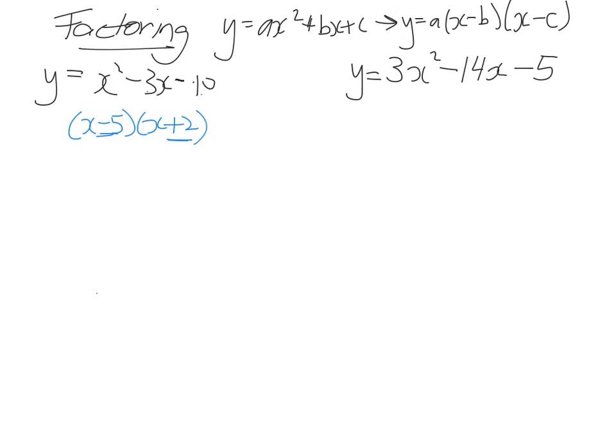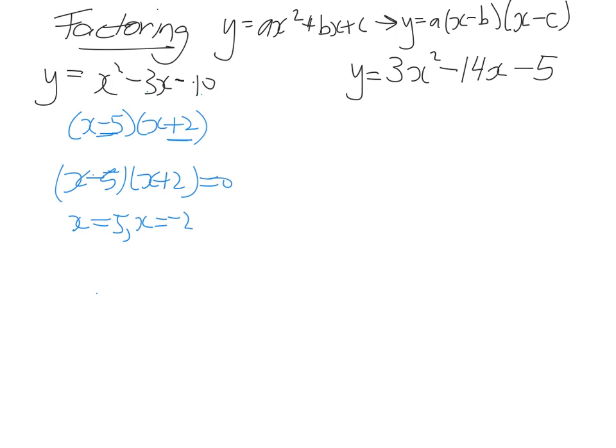Now, if we want to find the x-intercepts, we say that x minus 5 times x plus 2 equals 0. And then from there, we say that x equals 5 and x equals negative 2. So there are two x-intercepts.